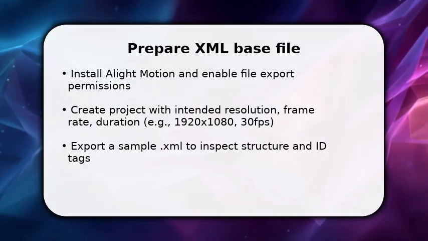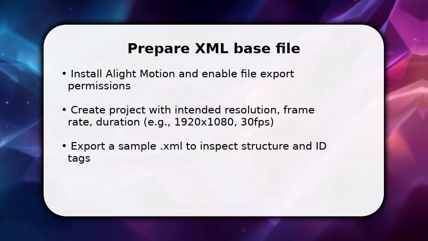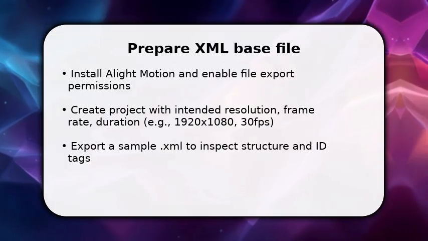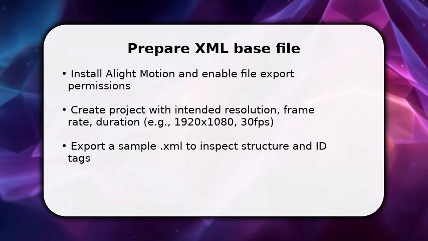You start by creating a minimal project and exporting a sample XML so you can read the structure. This gives you the ID, layer tags, and timing nodes you'll edit. Open the sample with a text editor that preserves encoding.